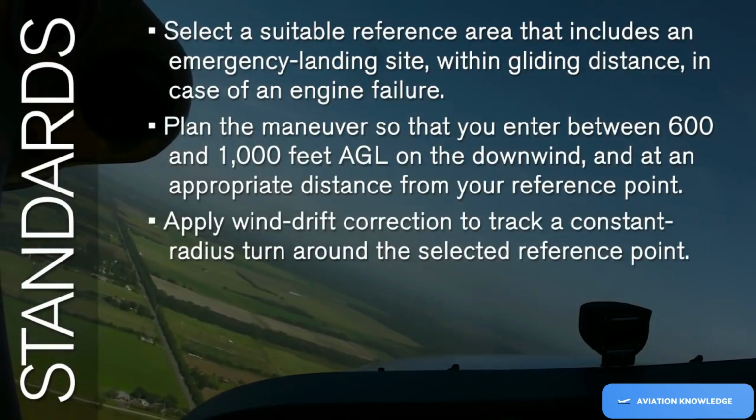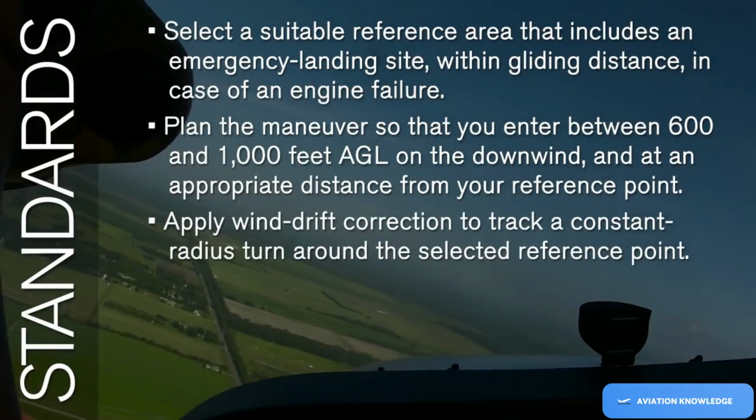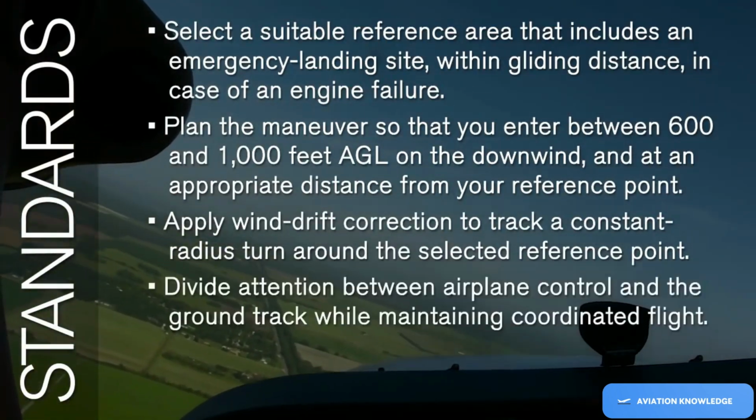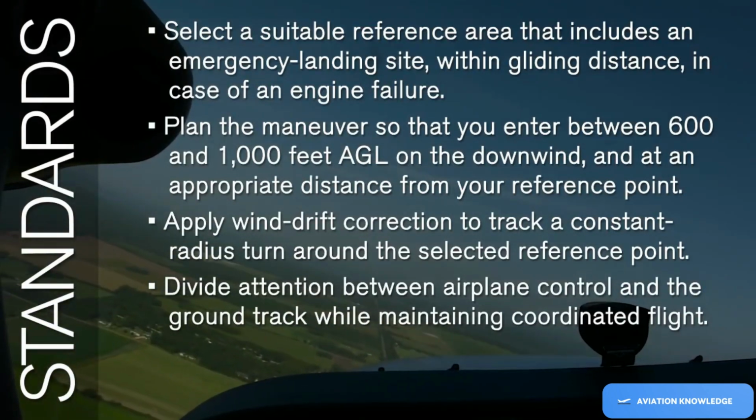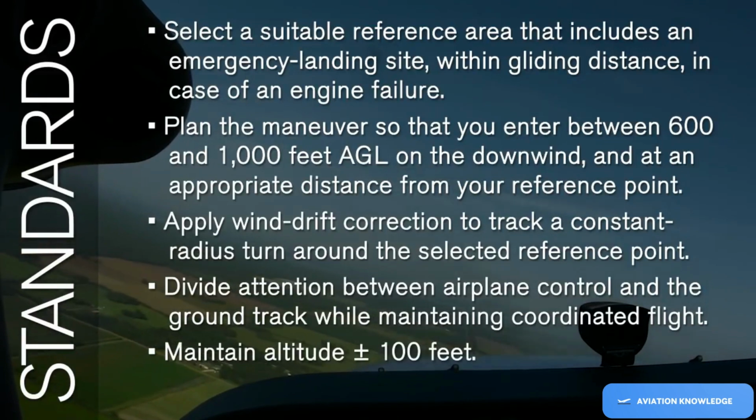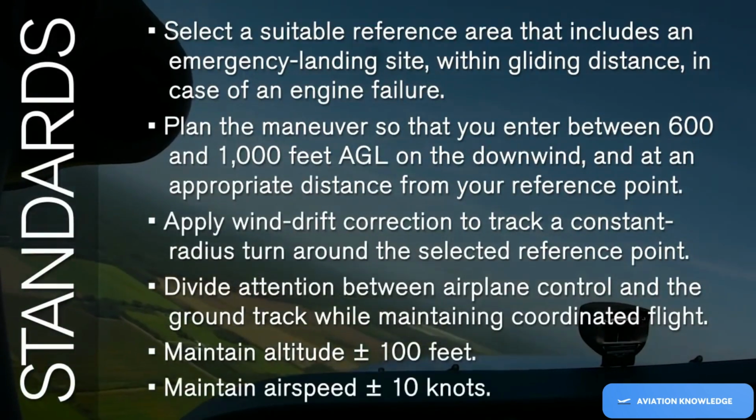Apply wind drift correction to track a constant radius turn around the selected reference point. Divide attention between airplane control and the ground track while maintaining coordinated flight. Maintain your altitude, plus or minus 100 feet, and airspeed, plus or minus 10 knots.